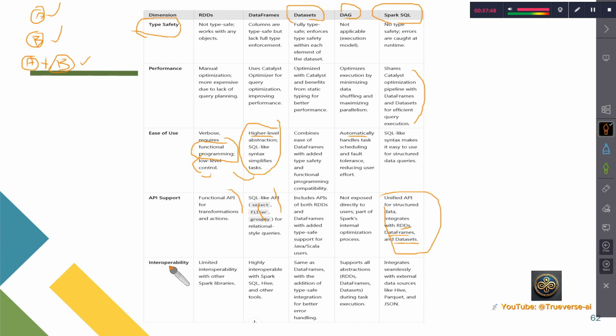So interoperability means operation between several sections. This is limited, but this is highly interoperable. So this is good for clustering. Same as DataFrame, but something more, integrating type safety for error handling. You can see when we come from here to here, we will see some progress. So DAG interoperability supports all formats, and this integrates seamlessly with external data sources. So this is the advantages of Spark SQL.